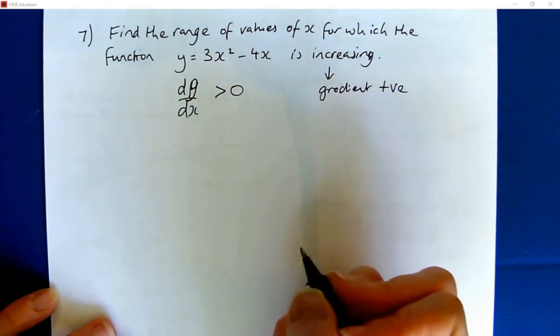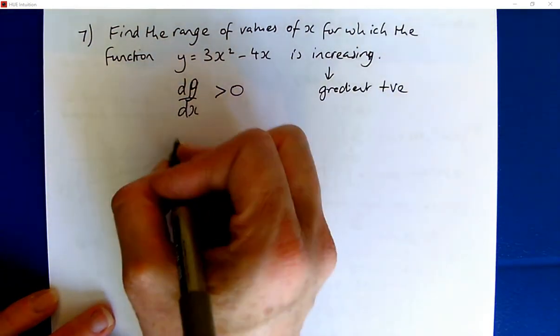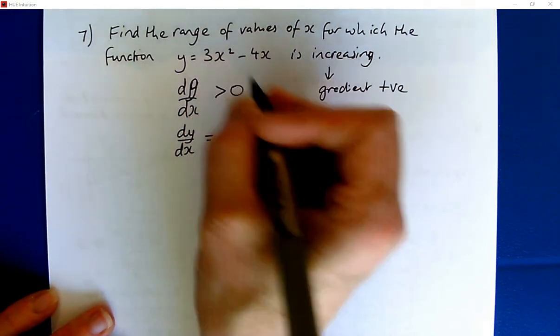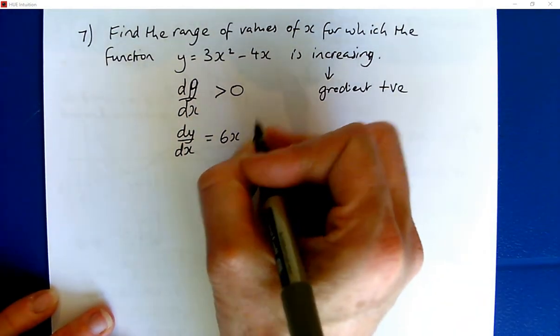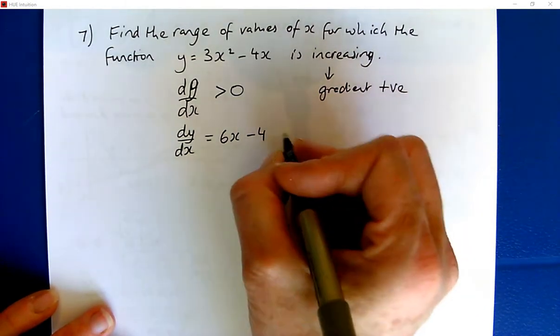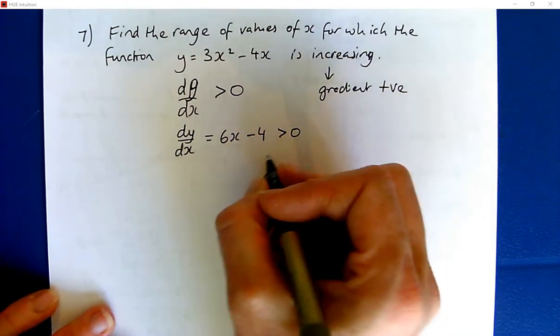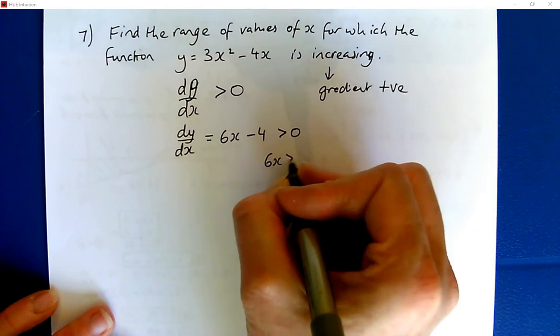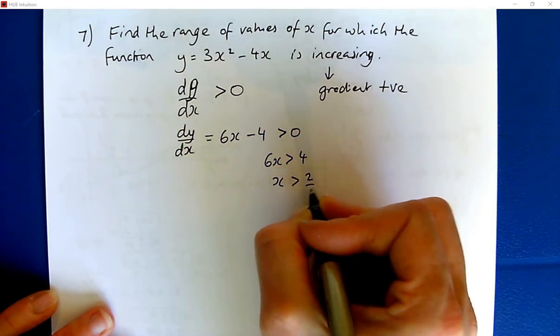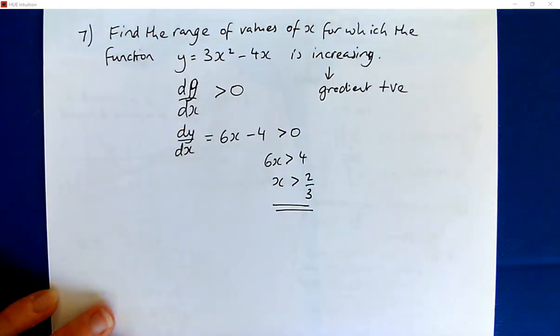So the gradient's positive. So let's differentiate. So dy by dx is equal to 3 times 2x minus 4. Okay? Now that's going to be greater than 0. So that then tells us that 6x is greater than 4 and x is greater than 4/6, which is 2/3. And that's it. Short and sweet.